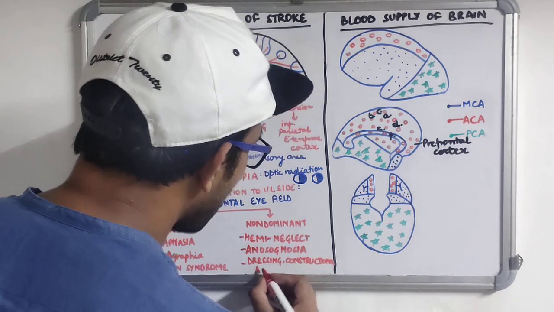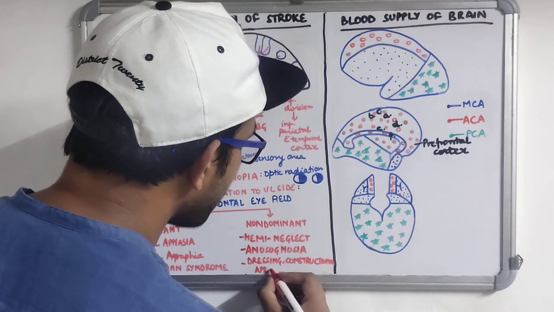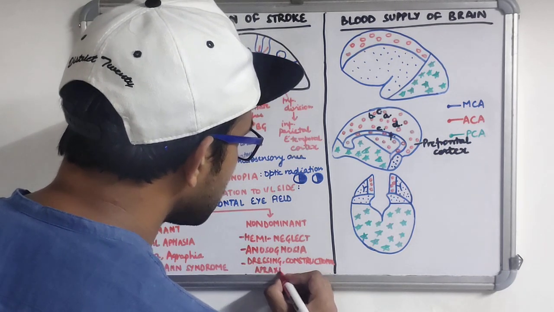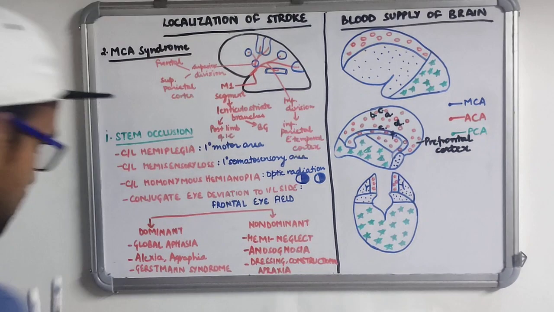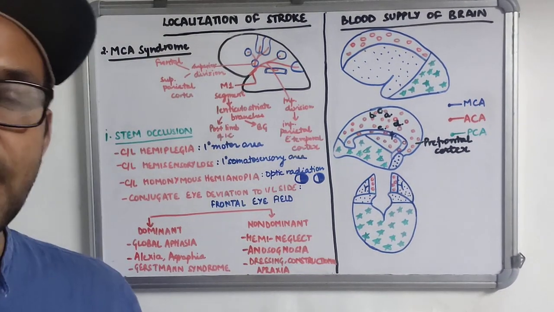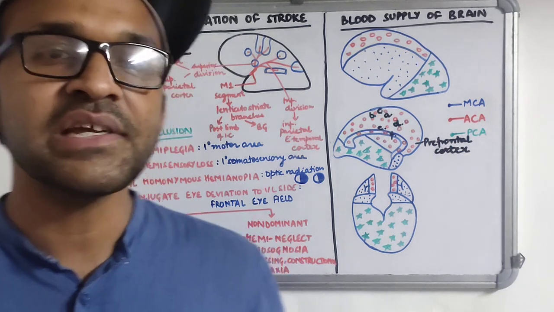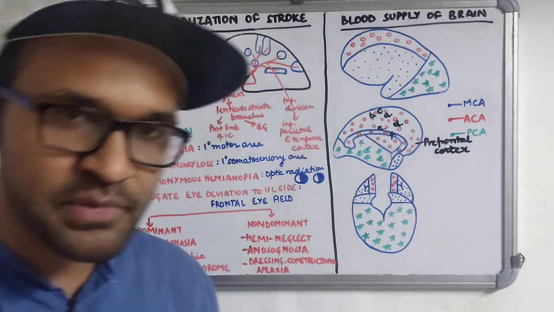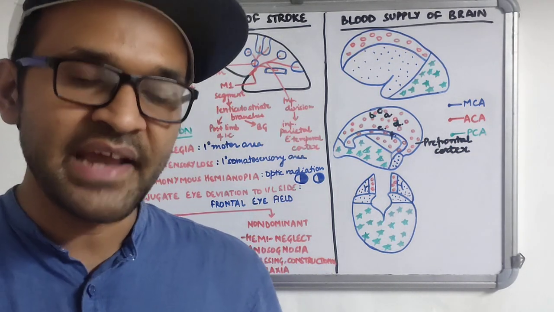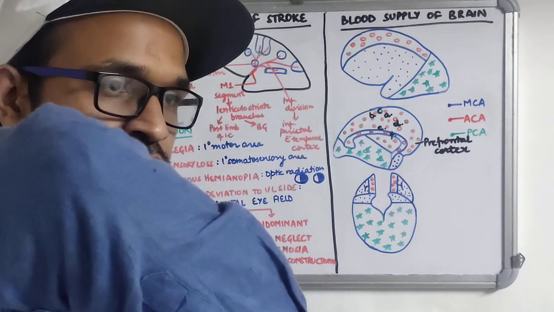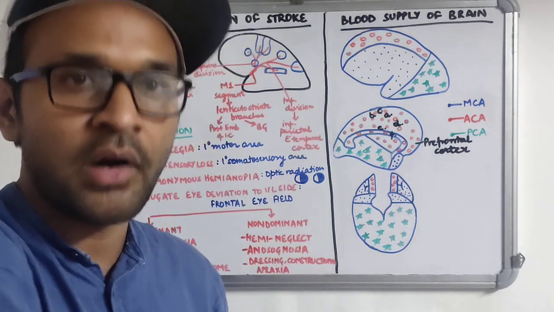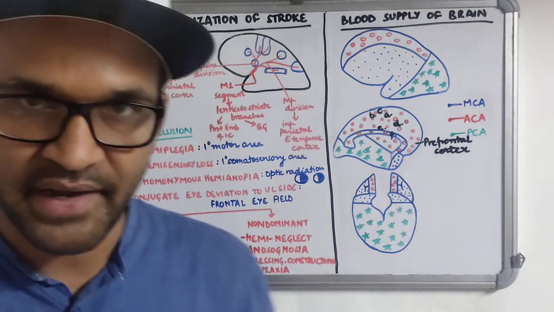Now, apraxia, as I have already told you, is the inability to perform skilled learned movements despite normal power and coordination. So, what does dressing apraxia mean? That means the patient is not able to dress himself. If you ask him to put on his shirt, maybe he catches the shirt from the bottom, he aligns his limb to some crease. Okay, so this is dressing apraxia.